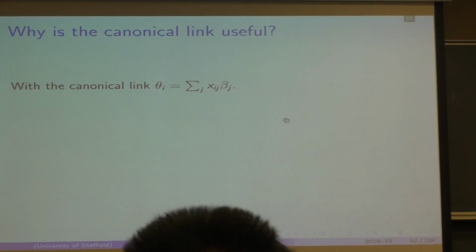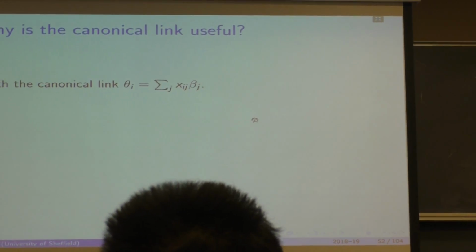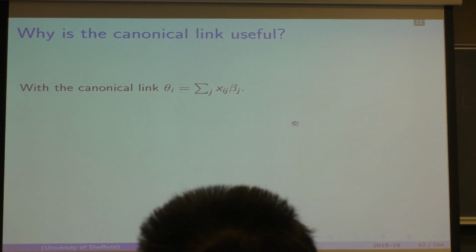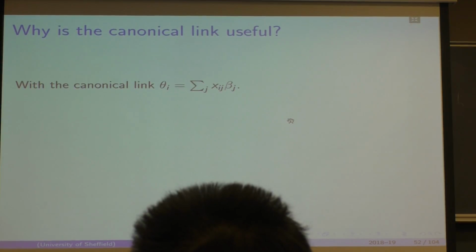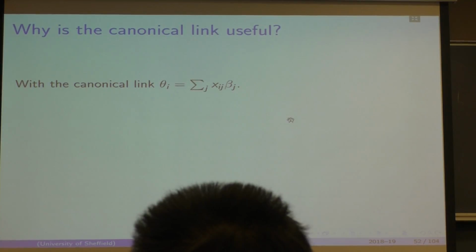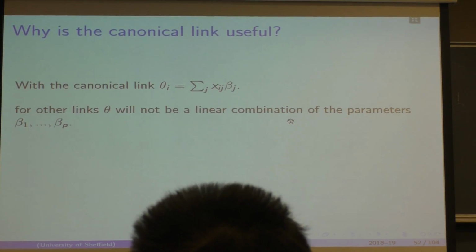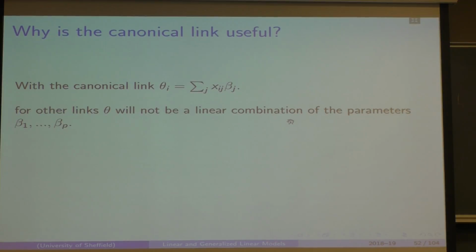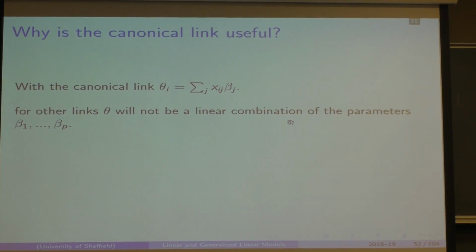Okay, so I'm just going to say something quick about why the canonical link might be thought to be useful. The point about the canonical link is that, as I say, that diagram over there is symmetric. The theta i and eta i are actually the same thing. So theta i can be written as the linear predictor. If you have a different link, you won't have some nice convenient expression for the canonical parameters theta i in terms of the parameters. Here, the real parameters are the betas, the coefficients of the regressor variables. So if you have the canonical link, your canonical parameter theta i is a linear combination of the parameters. But if you have a different link, then that's not the case.